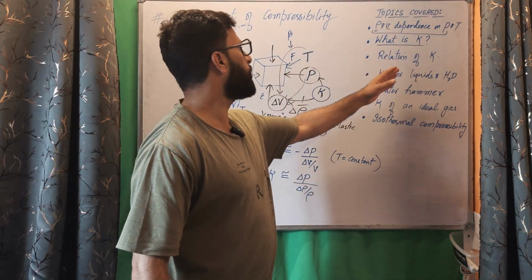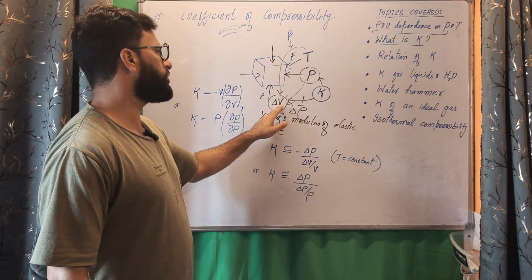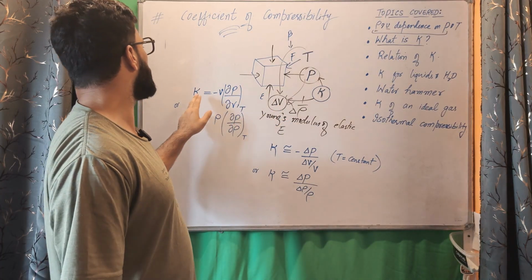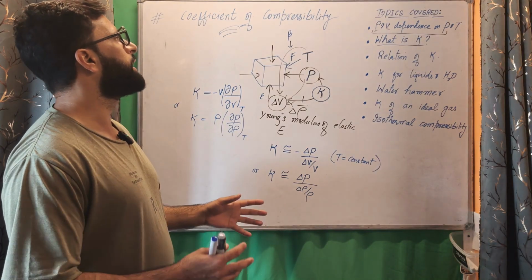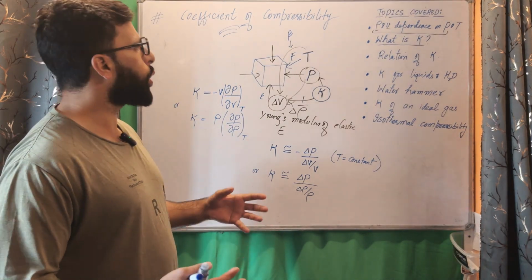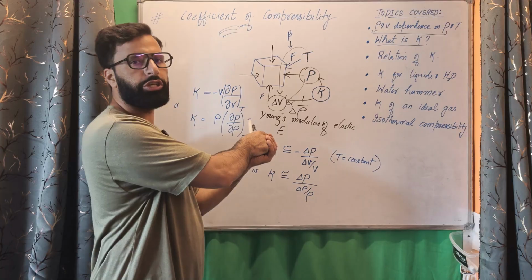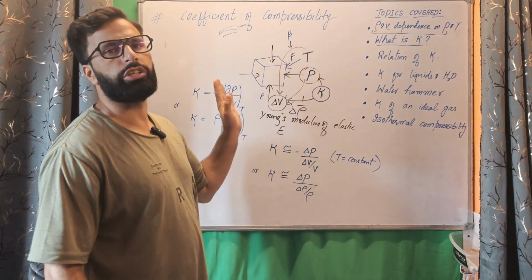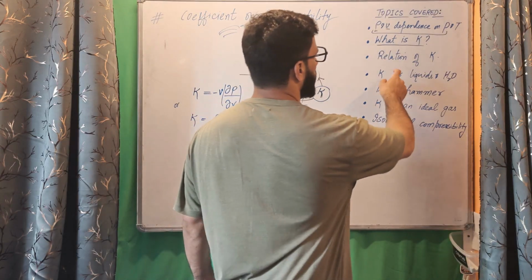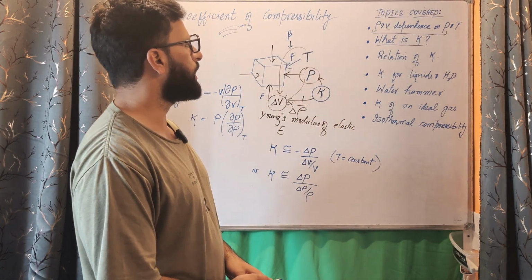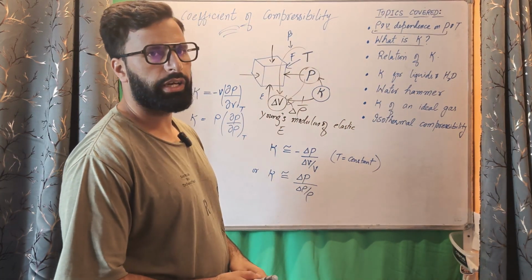So this is how change in pressure is related to change in volume or change in density through the coefficient of compressibility. The coefficient of compressibility basically gives us a way to quantify how much volume change or density change occurs when we change pressure. So that is the relation of kappa. Next is kappa for liquids and water.